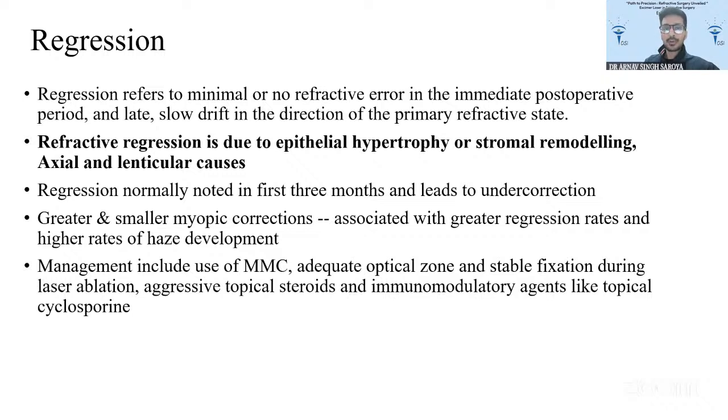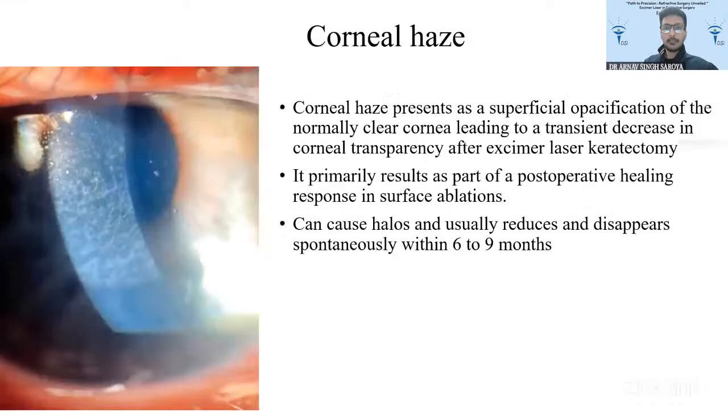Regression refers to minimal or no refractive error in the immediate post-op period. Refractive regression is, in most common cases, due to epithelial hypertrophy, stromal remodeling, axial or lenticular causes. Regression, if noted, is mostly common in the first 3 months. Greater and smaller myopic corrections are associated with much higher regression rates and also higher rates of haze development. Very commonly, we have been using mitomycin C with an adequate optical zone and stable fixation.